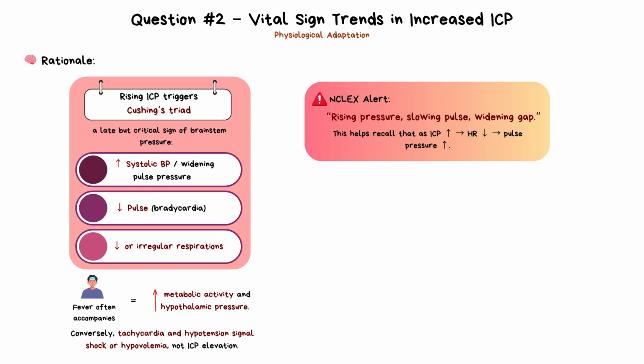Here's your quick NCLEX memory hook. Rising pressure, slowing pulse, widening gap. Say it once more. Rising pressure, slowing pulse, widening gap.